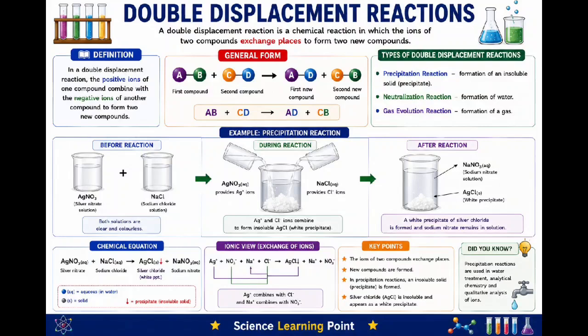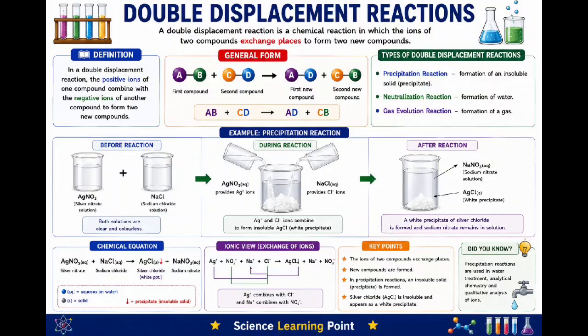So why is it called a precipitation reaction? Because an insoluble solid is formed from two aqueous solutions. Clear? Understand? So the main points are: two compounds react, their ions exchange places, and two new compounds are formed. Sometimes an insoluble solid is produced. These reactions are widely used in chemical laboratories for identifying ions.